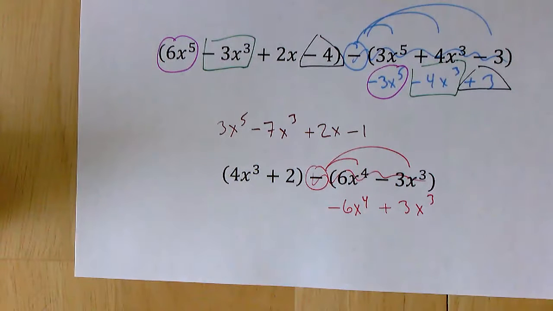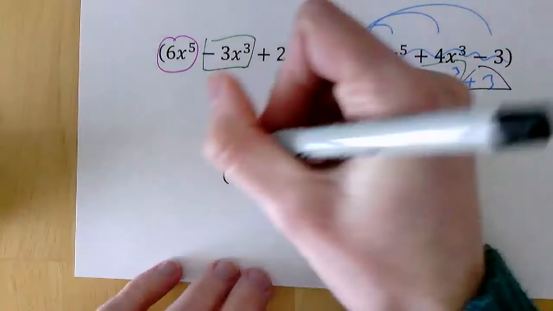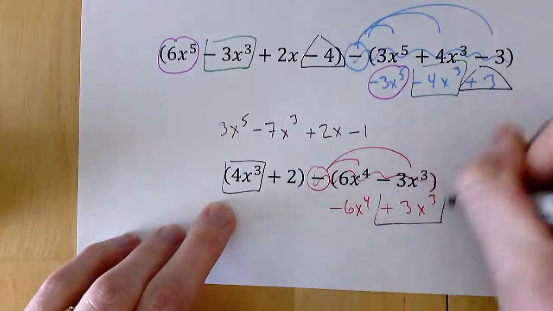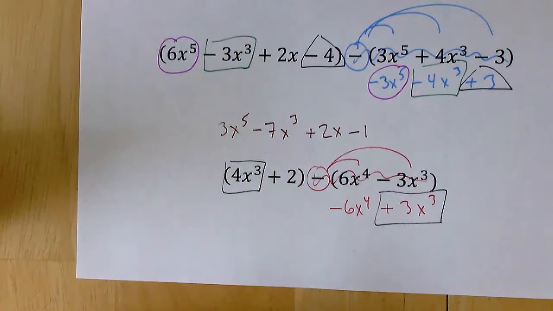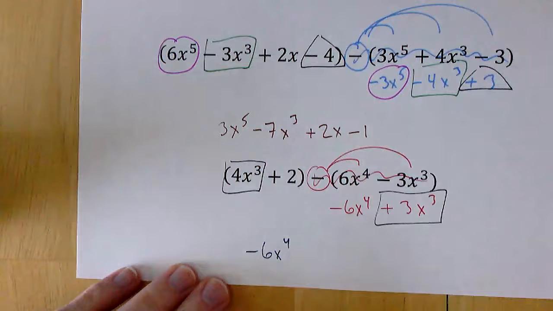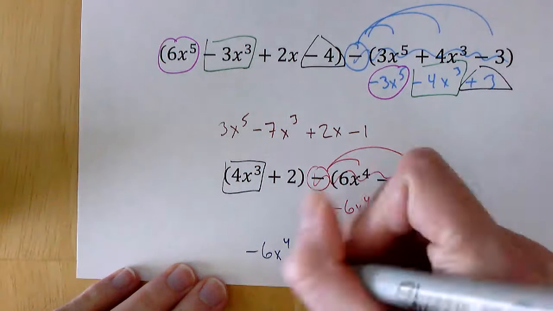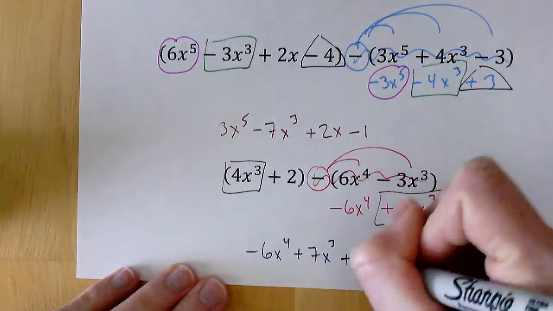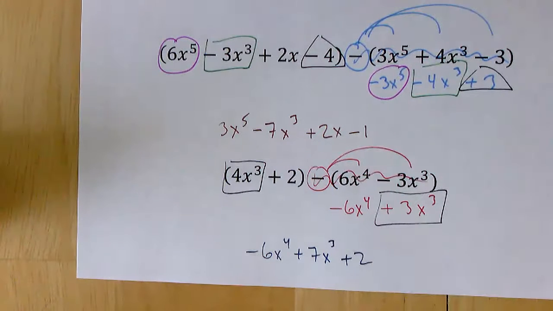All right, and then from there, combine my like terms together. So let's see. This is a like term with this because they both have x to the 3rds. And that's it, right? So my answer, start with the highest exponent, so negative 6x to the 4th. Then my next highest exponent, so that'll be 7x to the 3rd. And then that plus 2. And that's it. That's my answer. Okay, so that's how you add and subtract polynomials. Not too terrible.